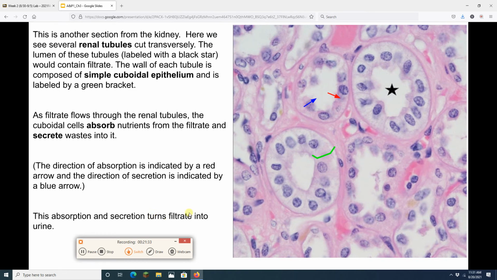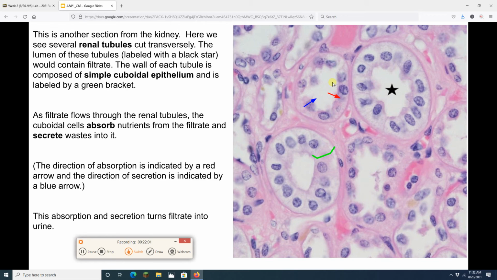And now, we're going to move on to a new type of epithelium. I've got another section from the kidney. We've actually looked at this picture before. This picture shows me a lot of rings. Look at this ring right here. Ring with a green bracket around it. There's a lumen to that ring. Here's a star and a lumen and a ring of cells around it. Got some arrows on that guy.